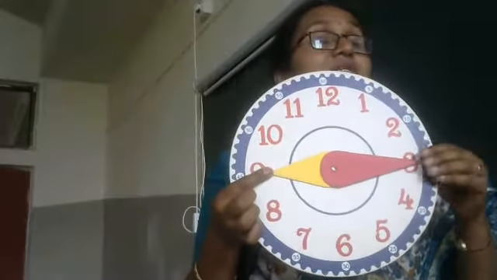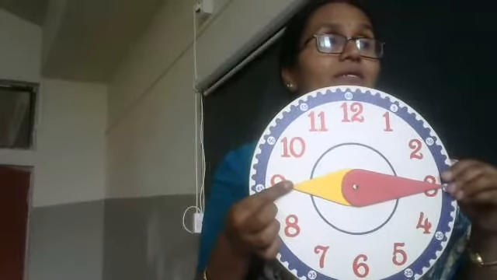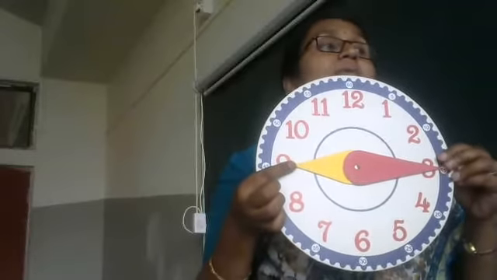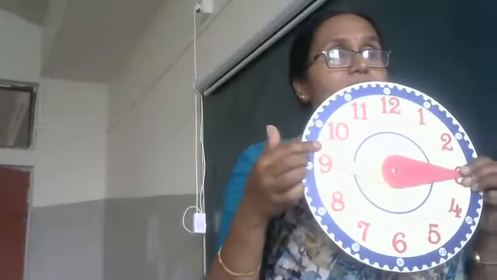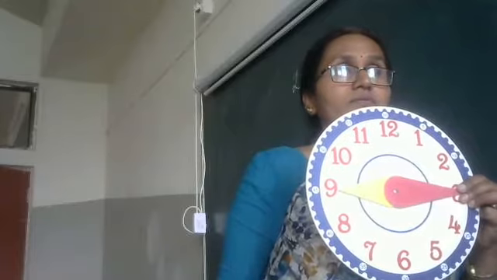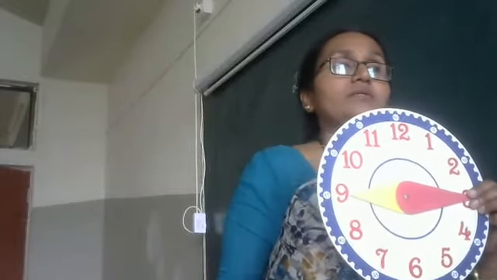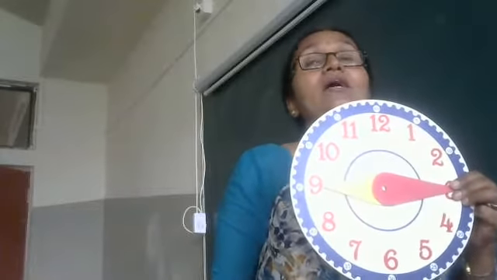9:05, 9:10, 9:15. Now what is 9:15? What are we calling it? Quarter. Now answer me. Quarter past 9. Very good. We say a quarter past 9 means 9:15.